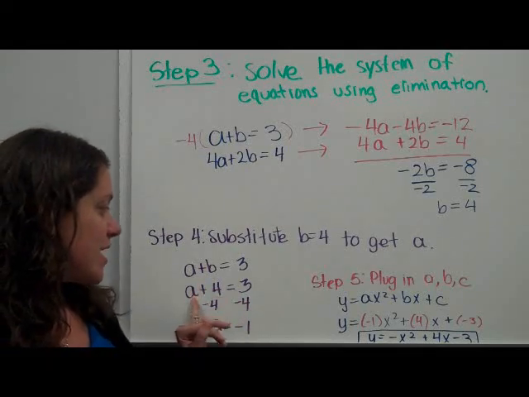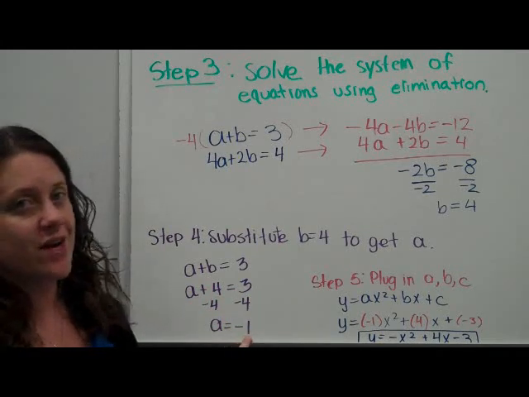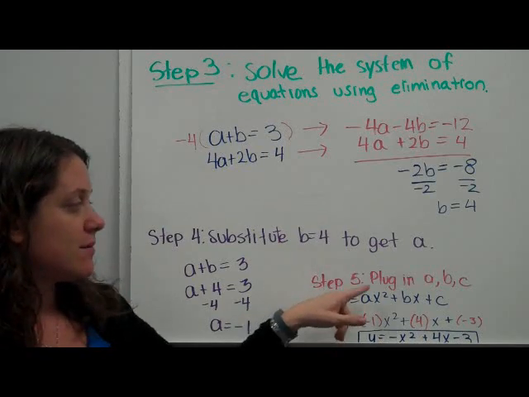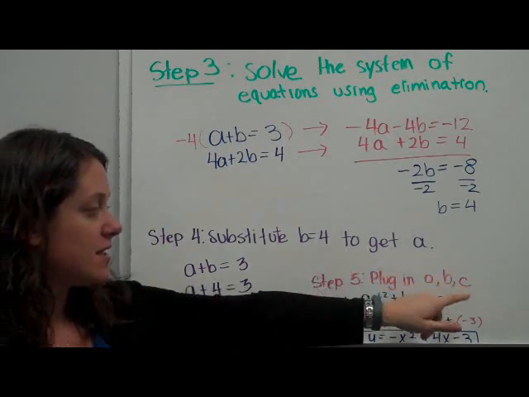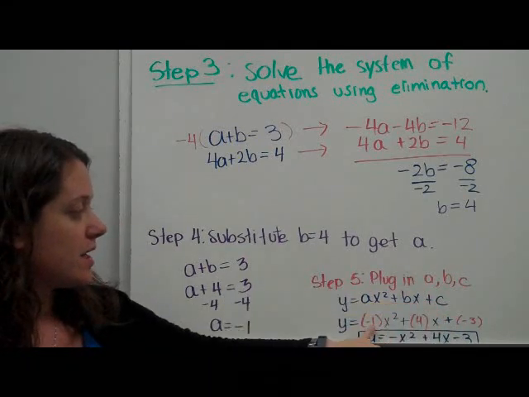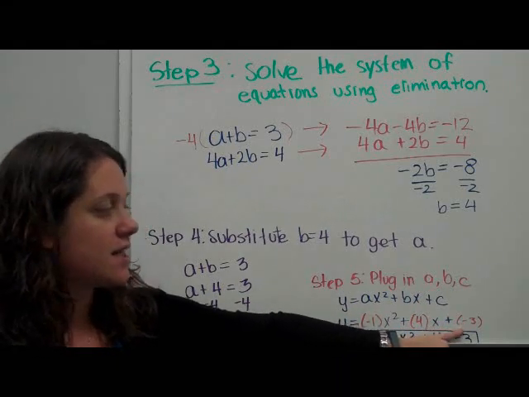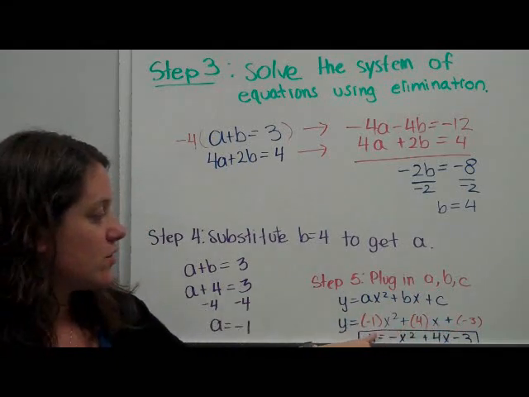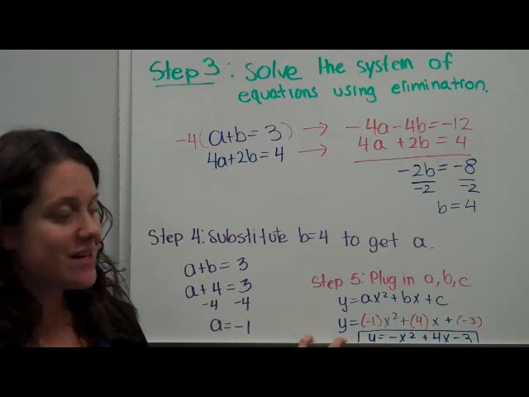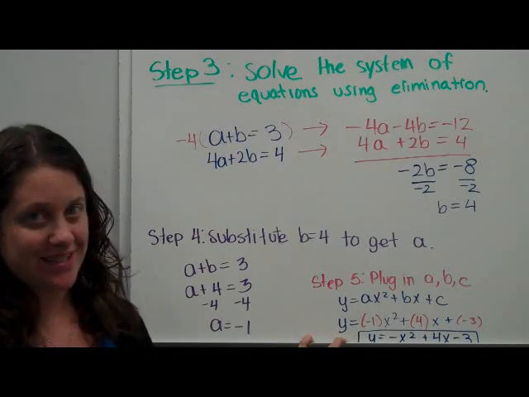So I do a plus 4 equals 3, subtract 4 from both sides, and I find out that a equals negative 1. So my last step here is that I'm going to plug in a, b, and c. So I plug it into the standard form of the equation. So I plug in negative 1 for a, I plug in 4 for b, and I plug in negative 3 for c. So now I know that my final equation is y equals negative x squared plus 4x minus 3.